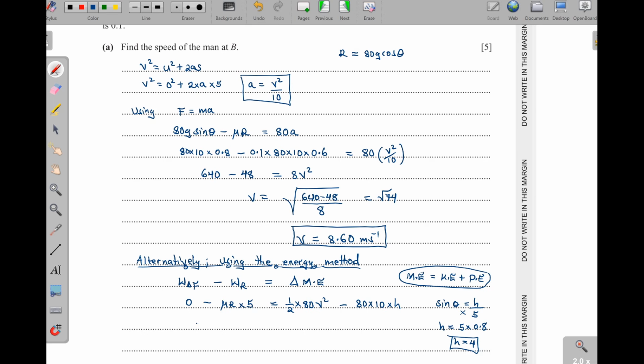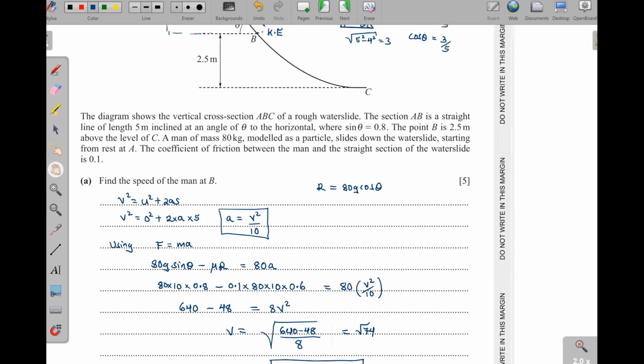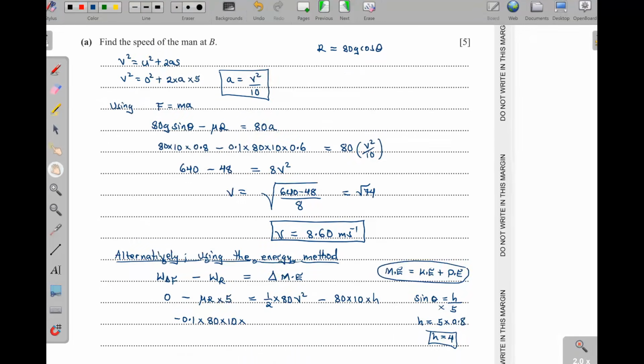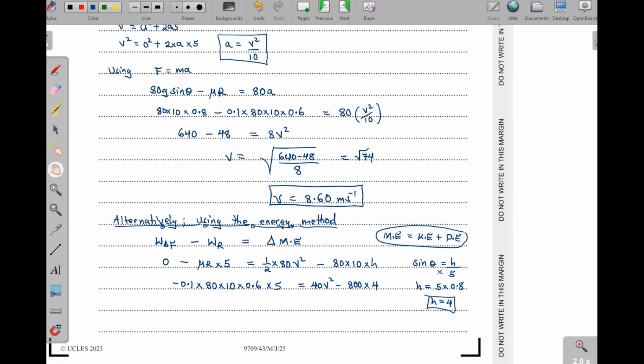So I'll have coefficient of friction is 0.1. Then R, remember it is this one here, 80 times the 10, then the cosine of theta, we saw up here that it is 0.6. Then we have a 5 here. Then this one is equal to, this will be 40 v squared, then minus, this will be 800 times our h, which is a 4. All right, now let's find v.